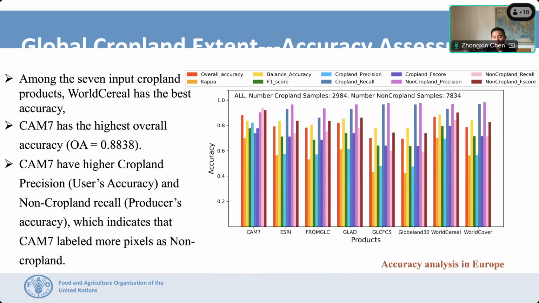And we harmonize the products to integrate also the 7 global land cover data together. We have this CAM7. It has the highest overall accuracy for cropland among the 8 products, and also it has higher cropland precision and non-cropland recall. So the result is good, but this is only for temporary cropland. So we will continue work for other categories.